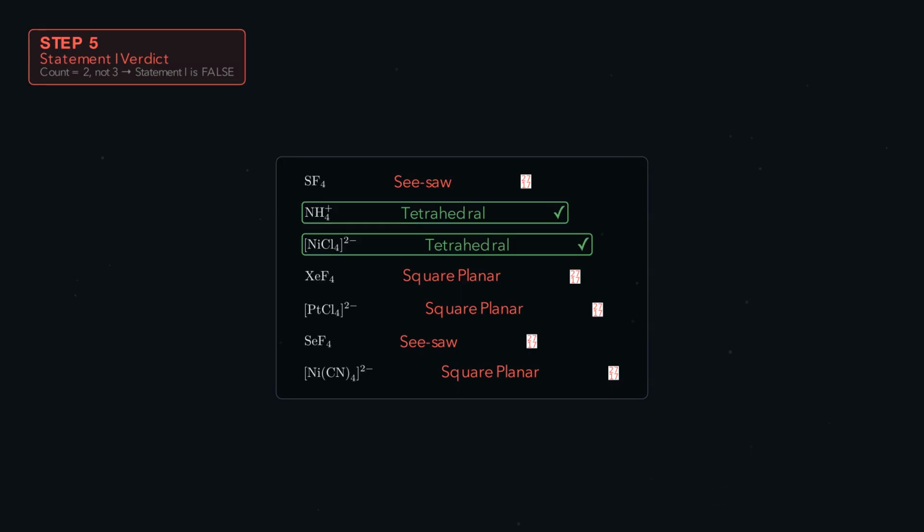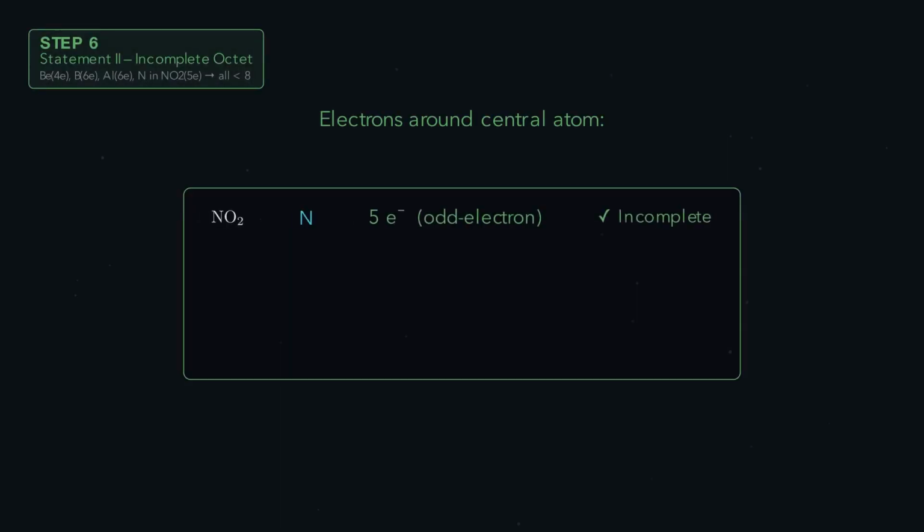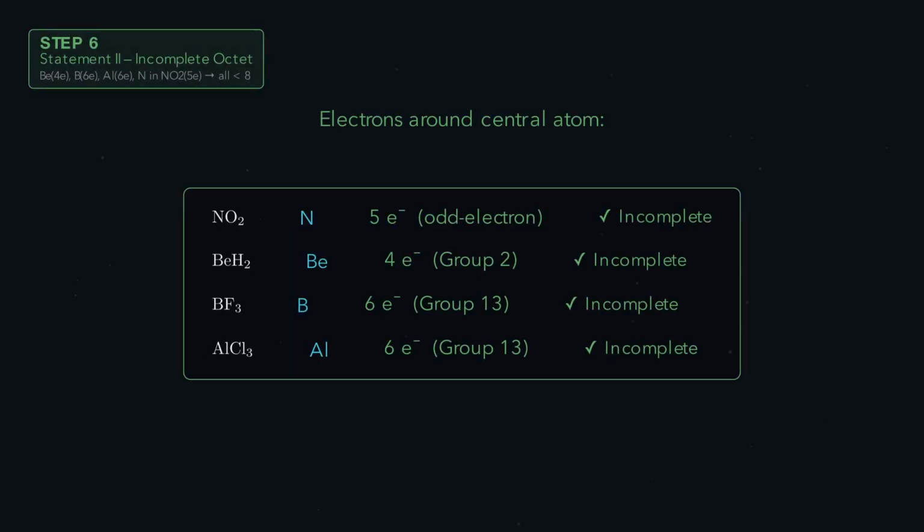So how many are tetrahedral? Just 2. Ammonium and tetrachloronickelate. Statement 1 claims 3. That's wrong, which makes statement 1 false.